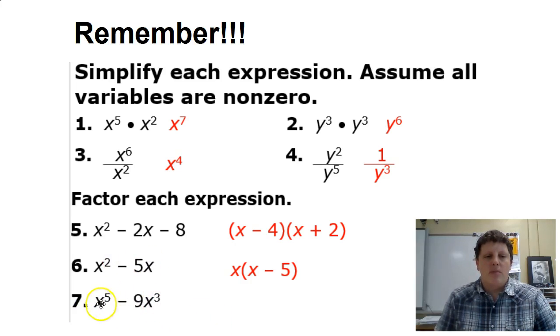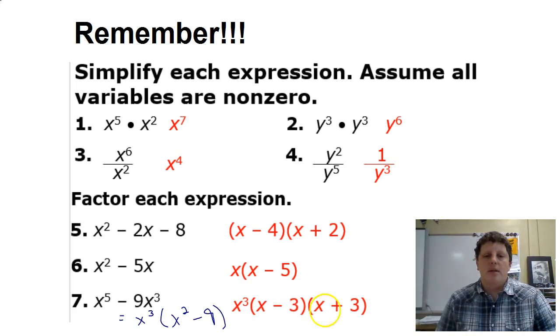I also have a common factor in number 7. Remember, when you have two powers of the same variable, the common factor is the smaller one. So with x to the fifth minus 9x to the third, we have a common factor of x to the third. We'll factor that out, which leaves us with x squared at the beginning, since x to the fifth divided by x to the third is x squared, and minus 9 on the right. You should notice that this is the difference of two perfect squares, x squared minus 9. That itself would factor to give us x plus 3 and x minus 3. So the final factored form would be x to the third times x minus 3 times x plus 3.